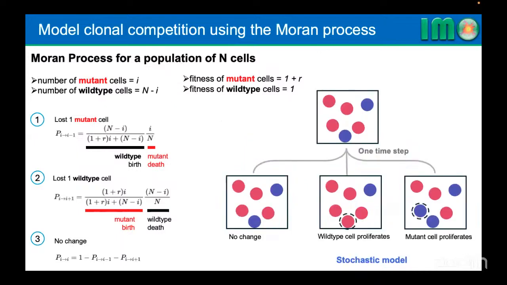So after one time step, there will be no change in the wild type cell proliferation or the mutated proliferation. This is an example of one mutation with the constant Moran process.